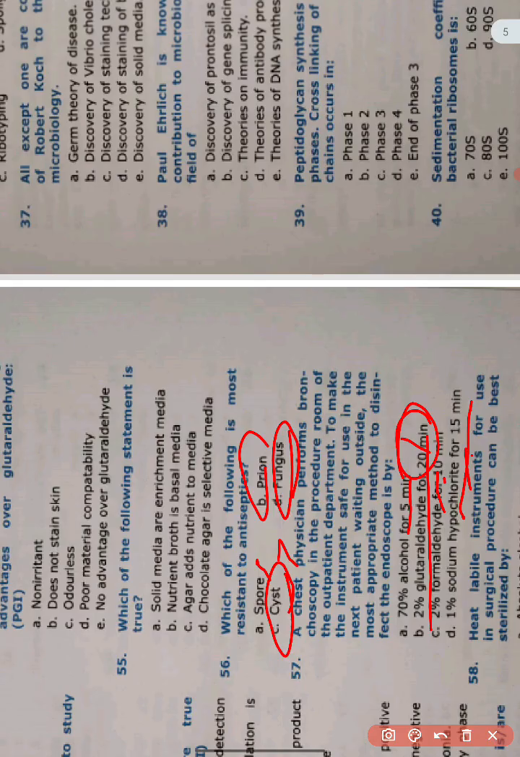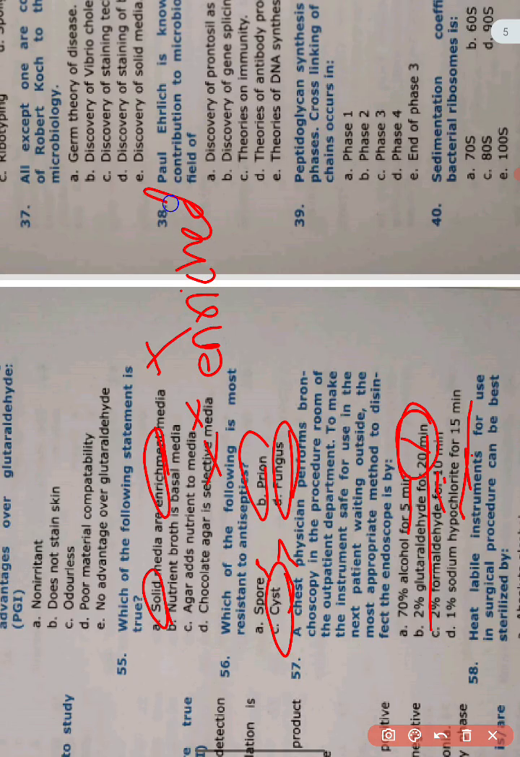2% glutaraldehyde for 20 minutes. See, solid media are not enriched media. Liquid media can also be enriched media. Mostly the enriched media are liquid media only, not solid. Liquid media are enrichment media. Enriched is different, enrichment is different. Agar does not provide any nutrient. Chocolate agar is not selective, it is enriched. It is enriched with chocolate.